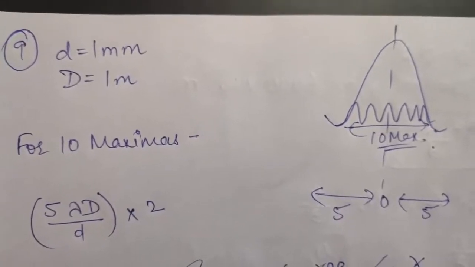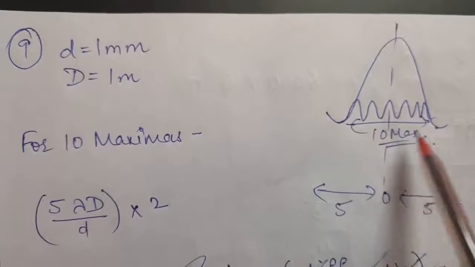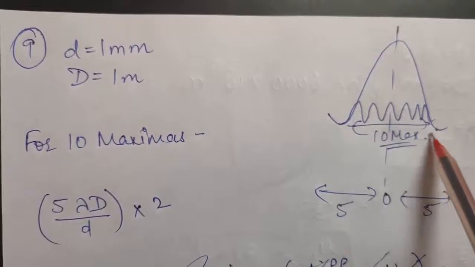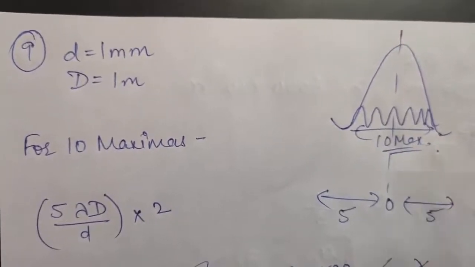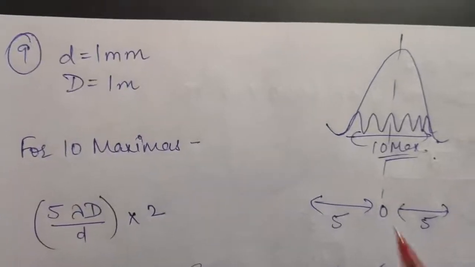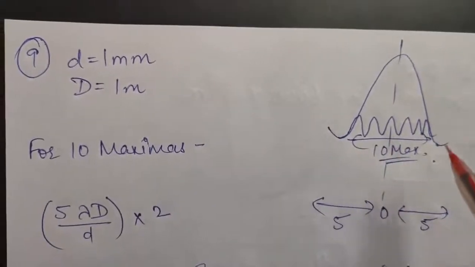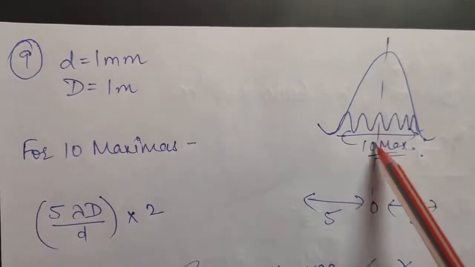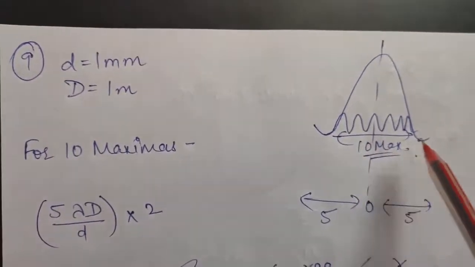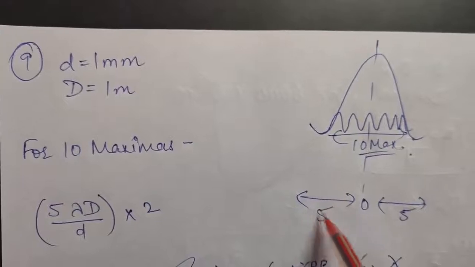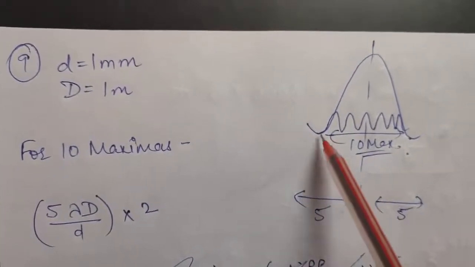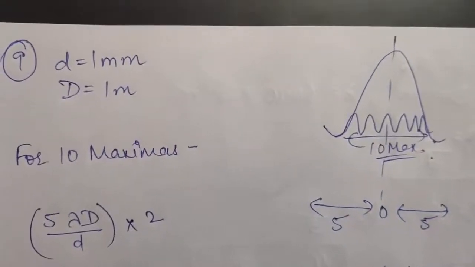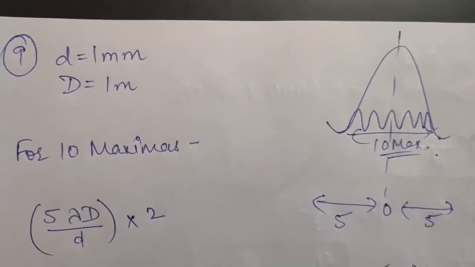That means we want 10 maxima of double slit pattern to come inside the central maxima of single slit pattern. So understand it carefully. If I say this is the central maxima of single slit pattern and this is the midpoint, let us take 5 maxima on this side of double slit pattern and 5 maxima on the other side. So total in this width there will be 10 maxima of double slit pattern. So we have to justify this condition.